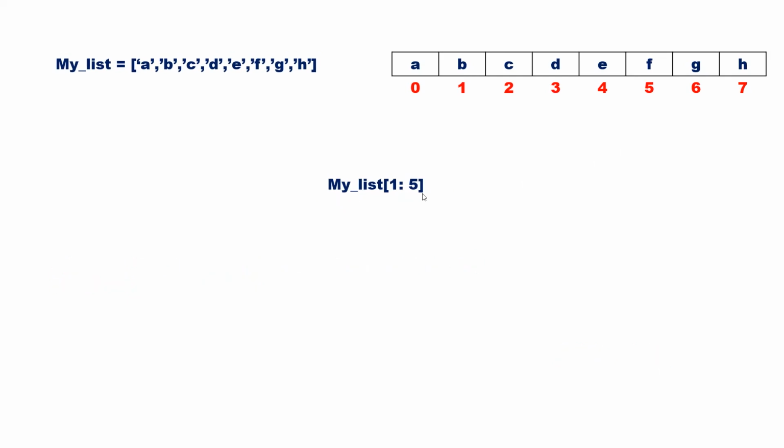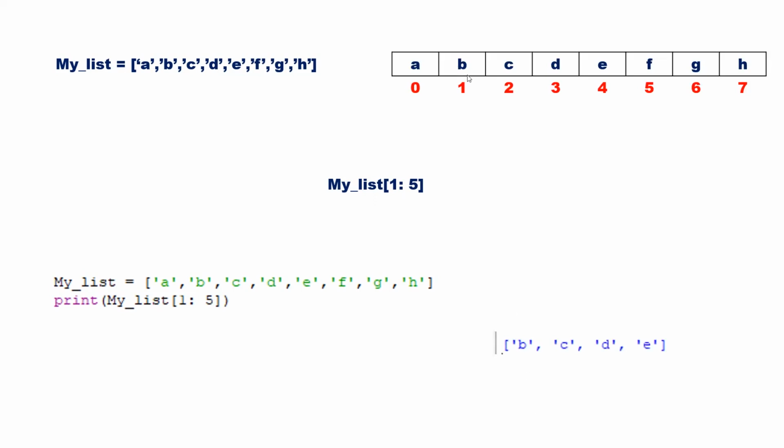If you are not giving the step value, by default it will be 1. So here we have not given the step value, so the default value is 1. So we will get the same value as that of 1 colon 5 colon 1. So when we print my list 1 colon 5, the step value is by default taken as 1. So we will get the values from 1 to 4. So that is, we get the new list with values B, C, D and E. This is the same list that we got when we executed 1 colon 5 colon 1.